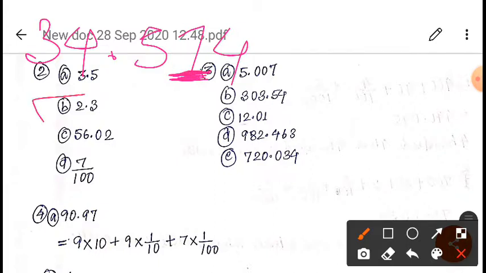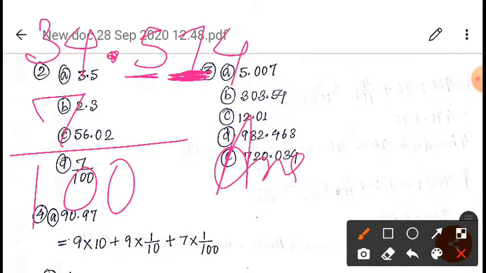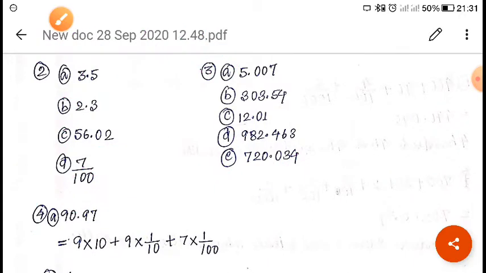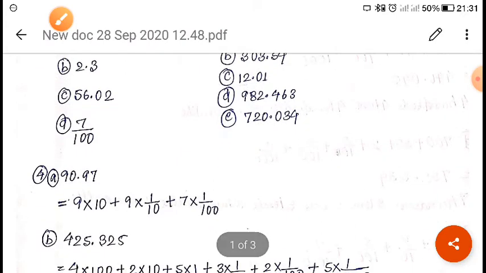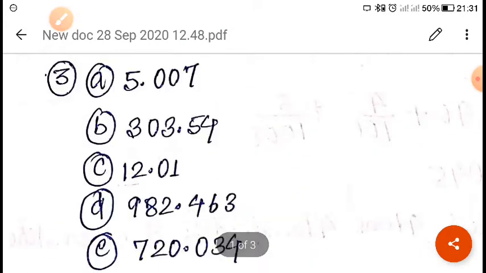So what I have told you, just write 7 divided by 1, okay, 1 like this. And after the point, how many digits are there? 1 and 2. 2 digits means 2 zeros, okay. Very easy, right? So we can do it like this. Now next is question number 3.